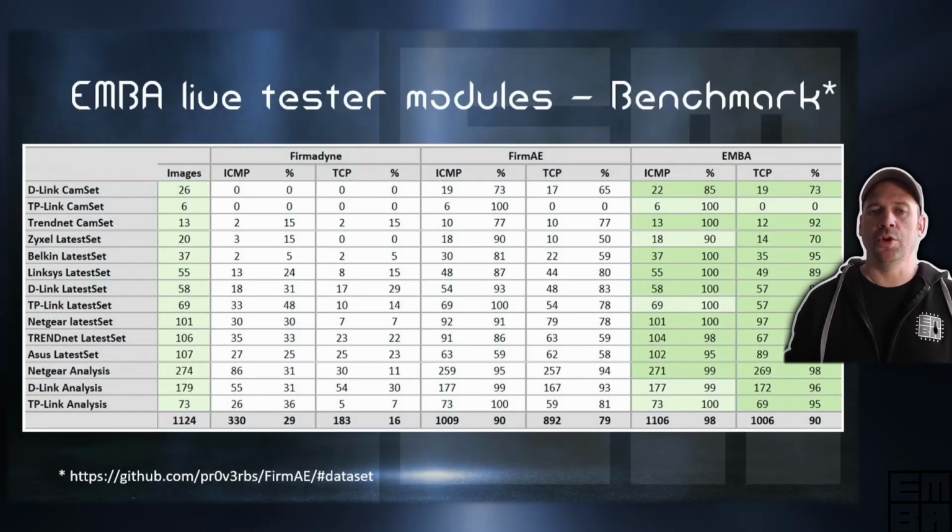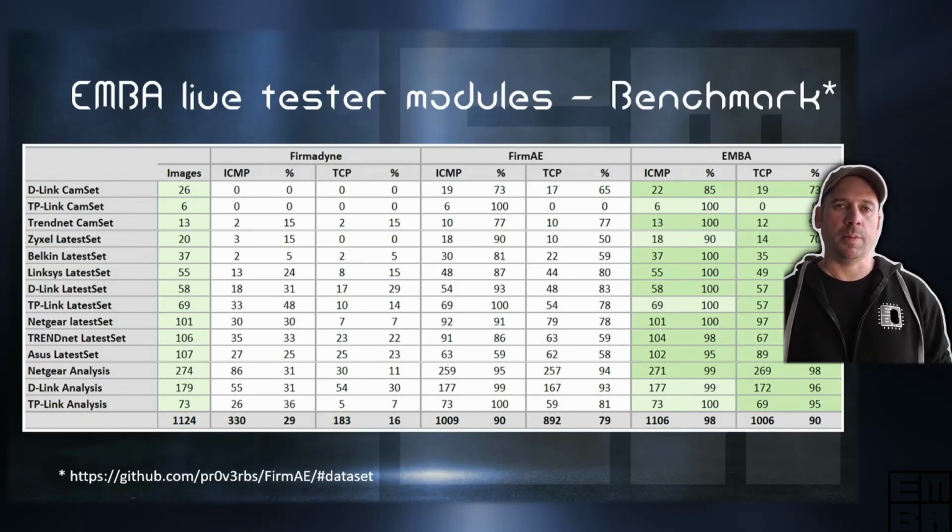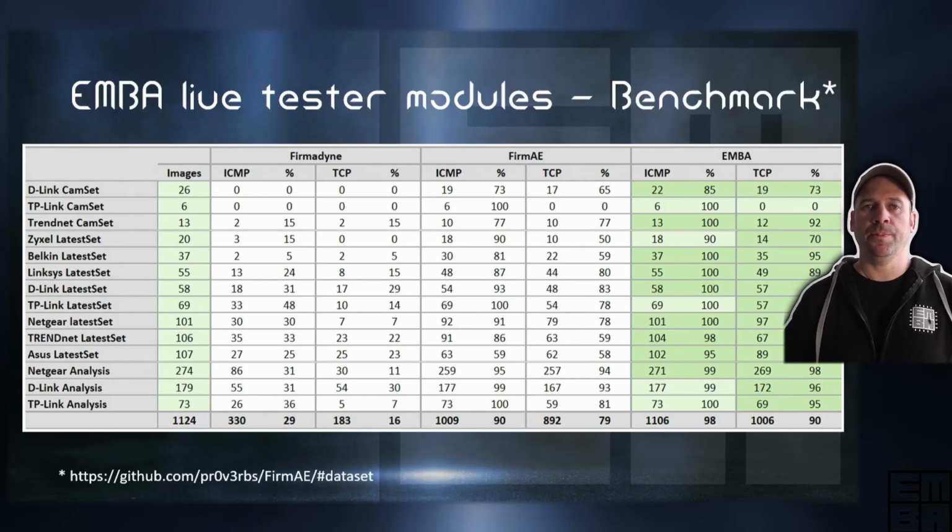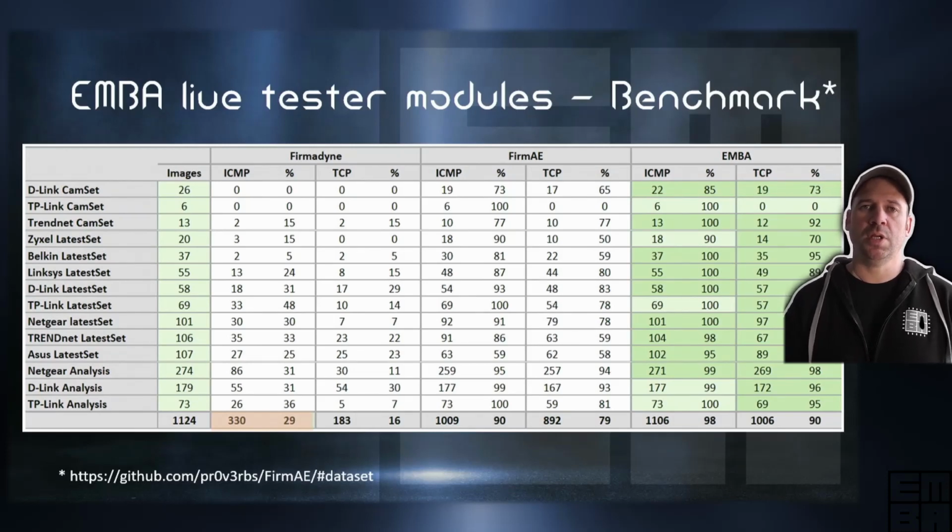So I know you all love benchmarks like we do because it's a good possibility to verify the re-implementation. And the people on FirmAE, they have released the whole test set of around 1,100 firmwares. And they tested it against Firmadyne. And for example, they've seen that in nearly 30%, Firmadyne was able to boot up the system to a state where it was reachable via ICMP, so via ping. FirmAE has increased this to nearly 90%. So in 90% of the firmwares, they were able to reach the device or the emulated device with a ping.